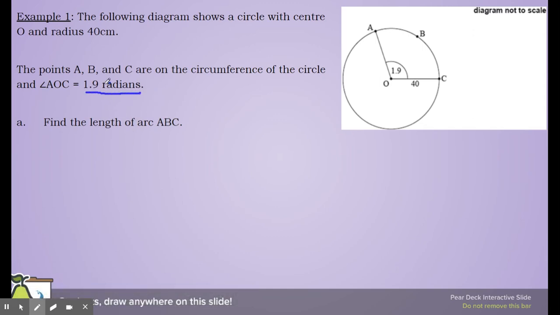So my angle is measured in radians, so that means the length formula that I'll be using is just the radius times the angle, which means I'm doing 40 times 1.9 and getting 76 centimeters.